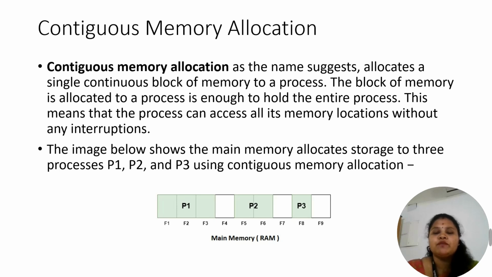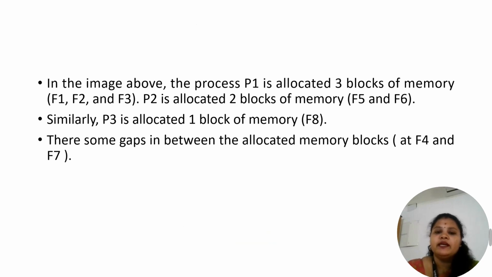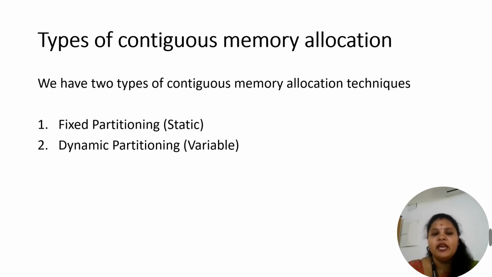Next is contiguous memory allocation. What does contiguous mean? It allocates the process in a single continuous block of memory, so the entire process is held together and allocated without any interruption. If you see the diagram below, there are three processes, P1, P2, and P3, using contiguous memory allocation. Here, P1 is allocated three blocks, P2 is allocated two blocks, and P3 is allocated only one block of memory. There are some gaps in the allocated memory, marked F4 and F7.